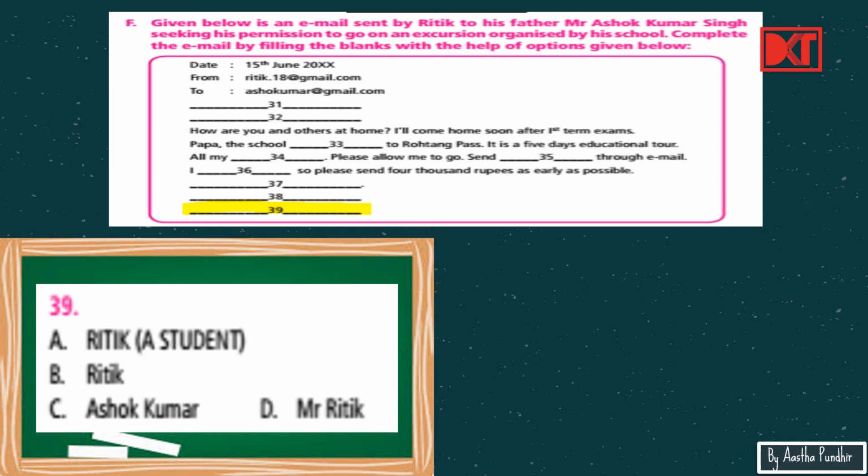Okay, then last blank, 39. Ritik, a student, or Ritik or Ashok Kumar or Mr. Ritik. Pretty easy. You're writing it to your family, so it is supposed to be on first name basis, right? So Ritik.